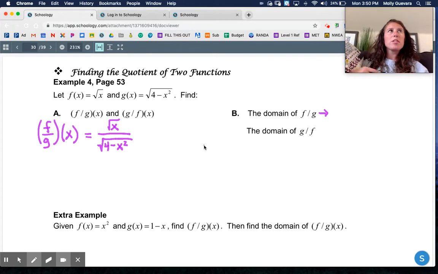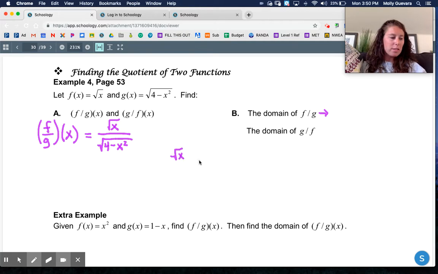Now, remember that domain is any number that you can plug into the function, okay? So what happens now is that we have to look at the domain of the top, and we have to look at the domain of the bottom, and we have to kind of combine those two to make something that works for both. Has to work for both the top and the bottom, okay? So let's just focus on the top first. I'm going to make little notes down here.